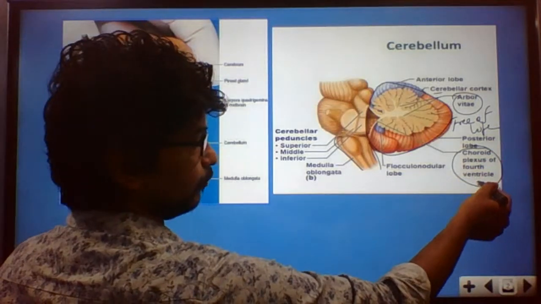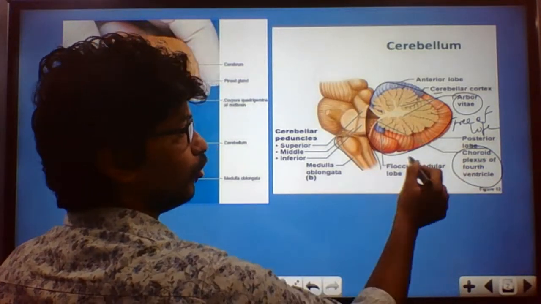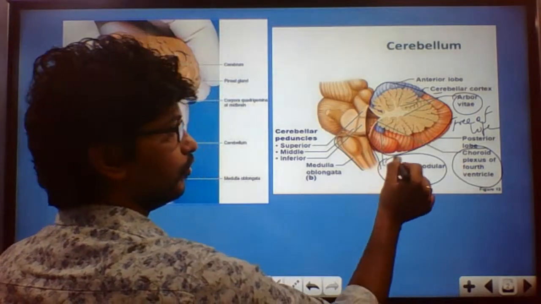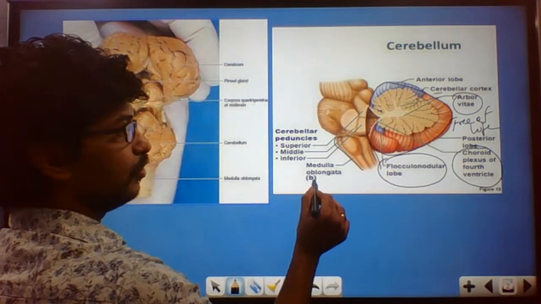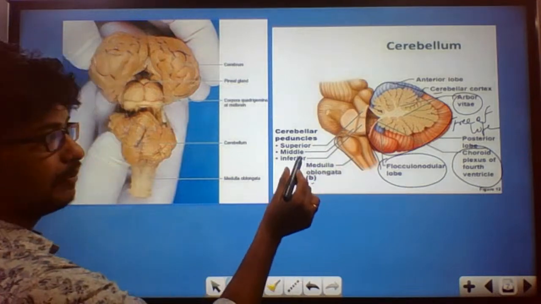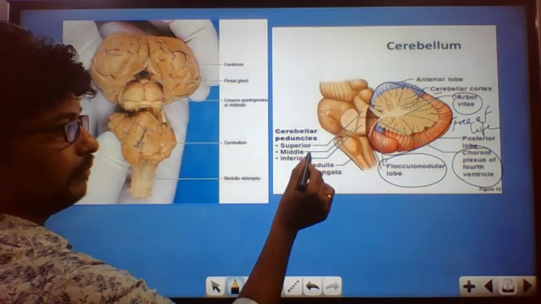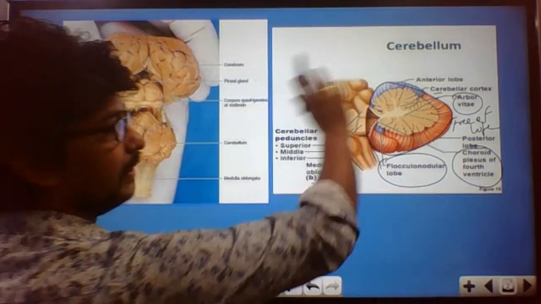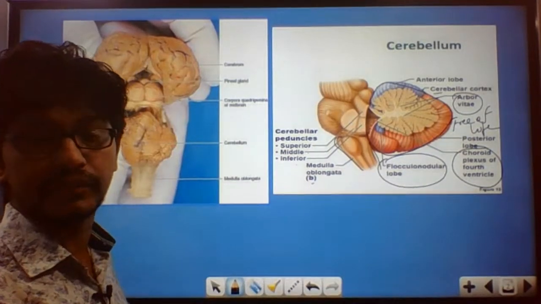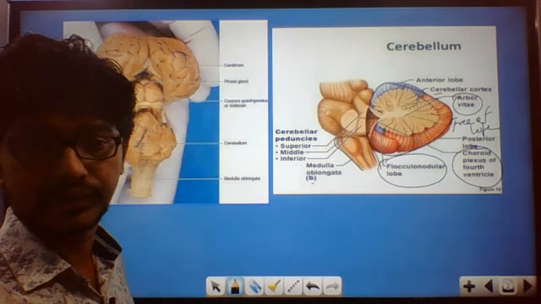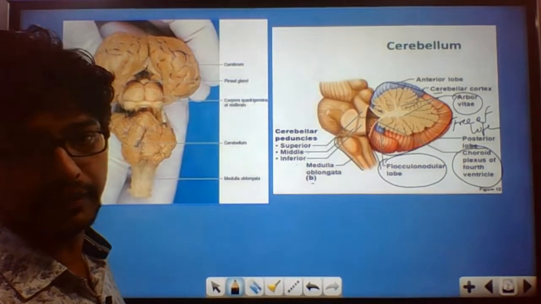So this is the choroid plexus of the fourth ventricle, and here you can see the flocculonodular lobe, which is present in the cerebellum, and this part is the medulla oblongata. You can also see the cerebral peduncles: the superior peduncle, middle peduncle, and inferior peduncle. So this image represents the structure of the cerebellum, which we discussed last week itself. This is one image that I would like to show.